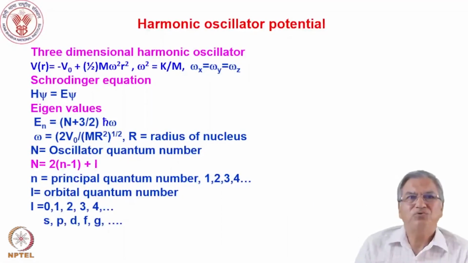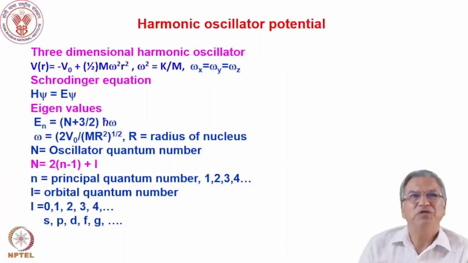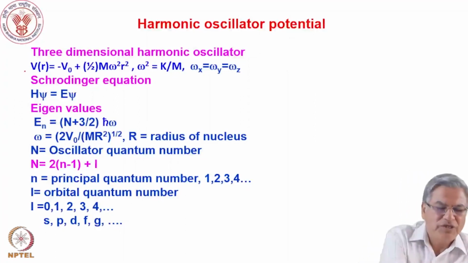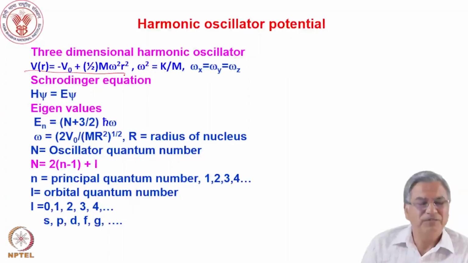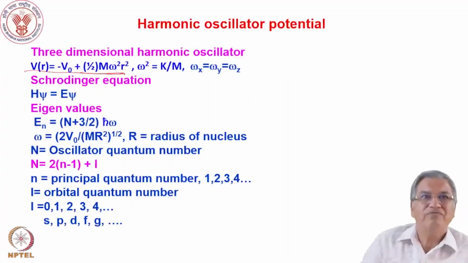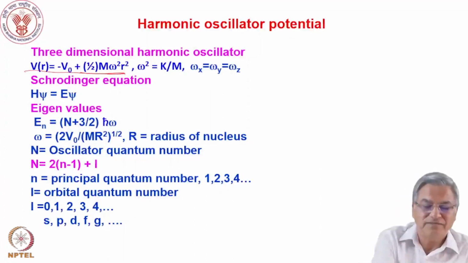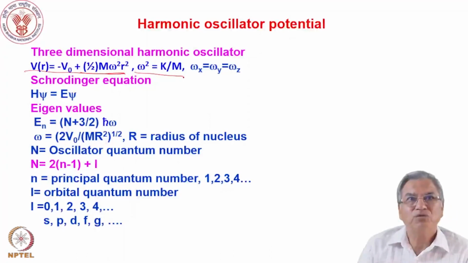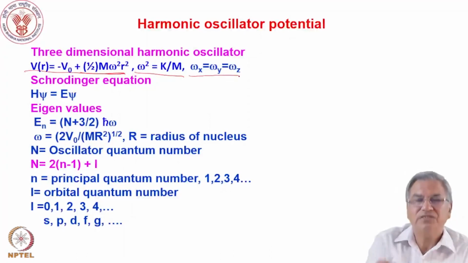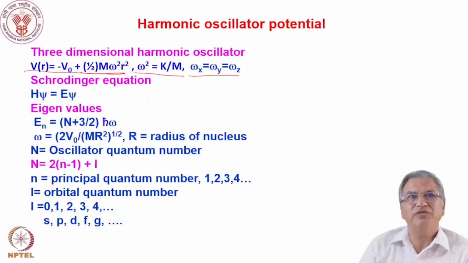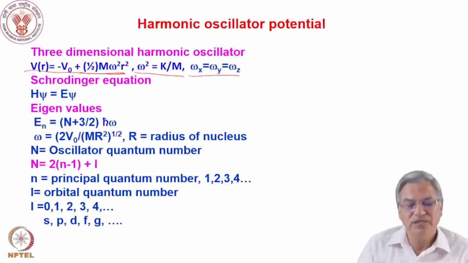Okay, so let us now try to generate the shell model scheme by solving the Schrodinger equation for a three-dimensional harmonic oscillator. The potential for the harmonic oscillator can be given as V(r) equal to minus V0 plus half m omega square r square, where omega is the oscillatory frequency that is given by the force constant upon the mass of the nucleon.